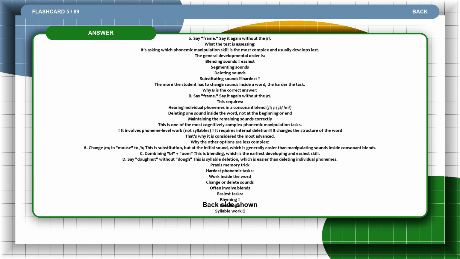It involves phoneme level work, not syllables. It requires internal deletion. It changes the structure of the word. That's why it is considered the most advanced.